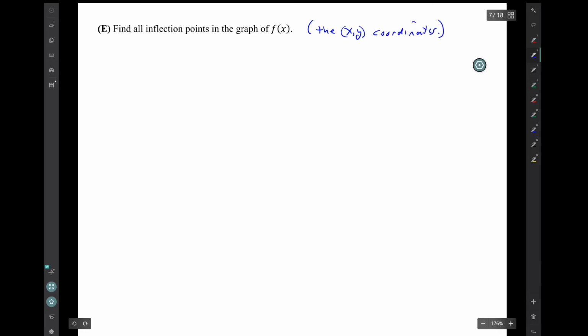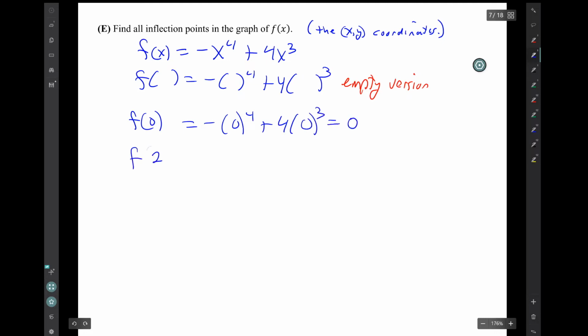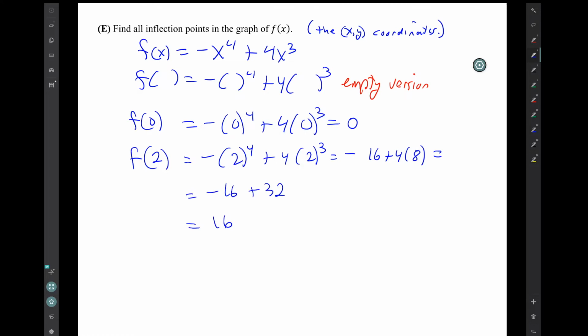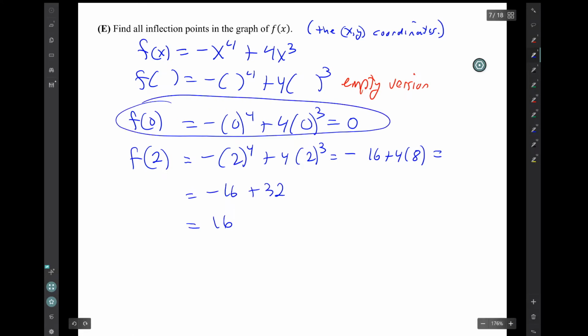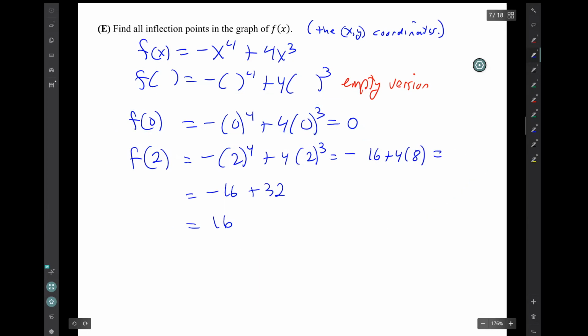So for that, we need to go back and use the original formula for f of x. Remember that. So we find the y-coordinates of the two inflection points. The inflection point at x equals 0 has a y-coordinate of 0. The inflection point at x equals 2 has a y-coordinate of 16. So we can give the inflection points as xy pairs.